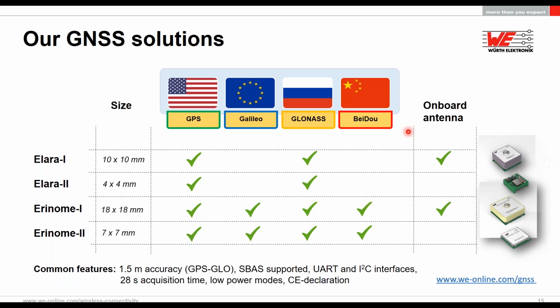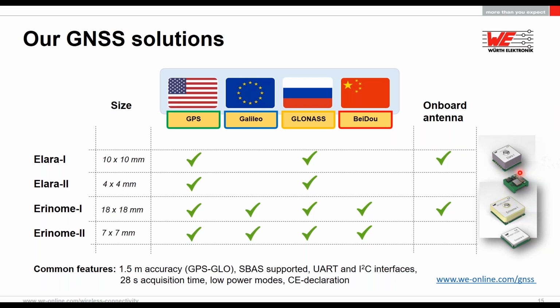For each line, we have a module with integrated antenna, ELARA 1, and a module without integrated antenna. And for Erinome, the line is the same. So Erinome 1 is with integrated antenna and Erinome 2 without integrated antenna. On the modules with integrated antenna, you can recognize the antenna on top of the module. These are the sizes for the 4 modules. All modules are very compact, going from the 4x4 of ELARA 2, going up to 7x7, 10x10, and 18x18 millimeters.